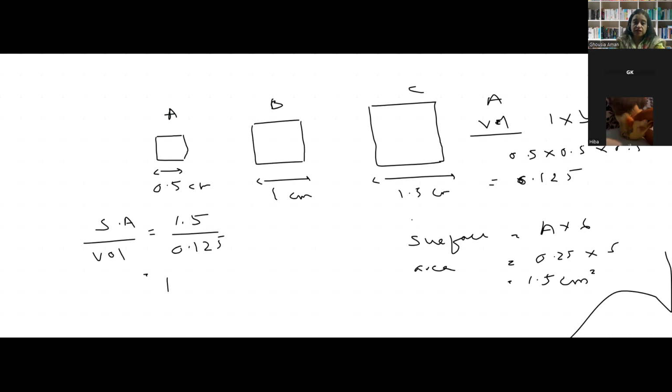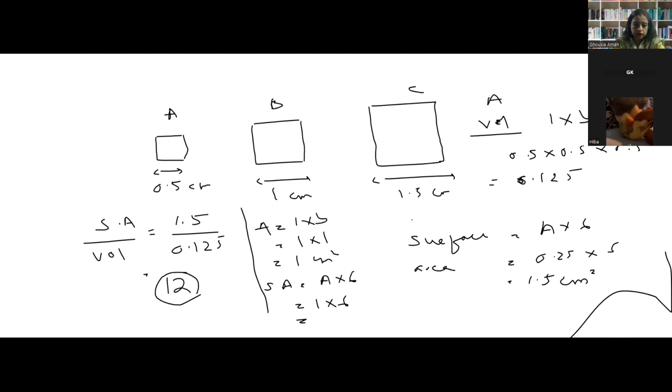Similarly, how are we going to find the surface area to volume ratio of cube B? This is cube A. Now cube B: area is length into breadth, 1 into 1, so 1 cm square. What is surface area? Area multiplied by 6. So 1 multiplied by 6 is 6. So this is the surface area.